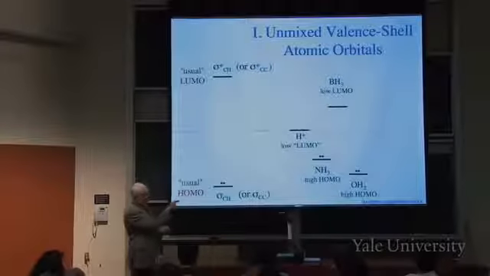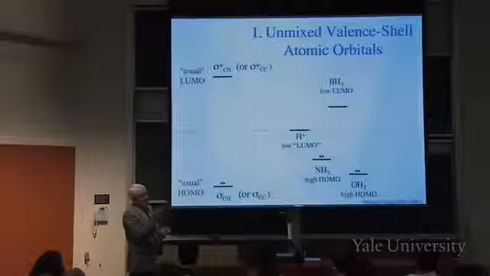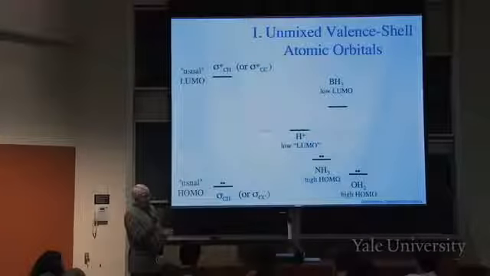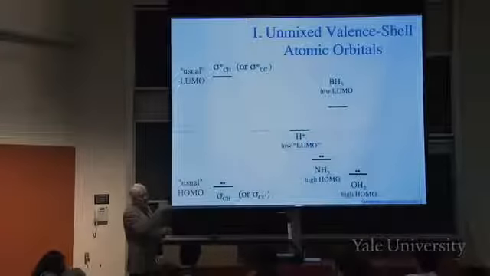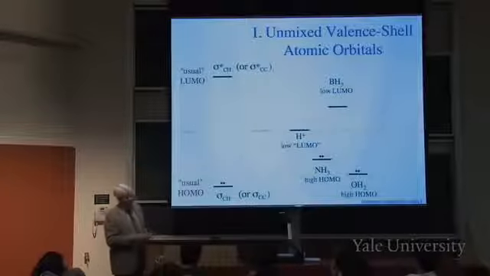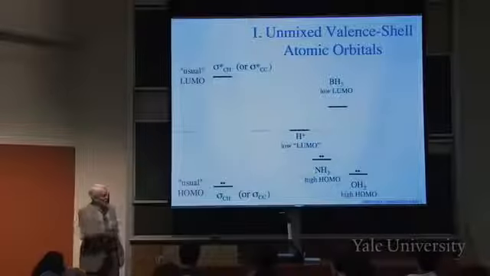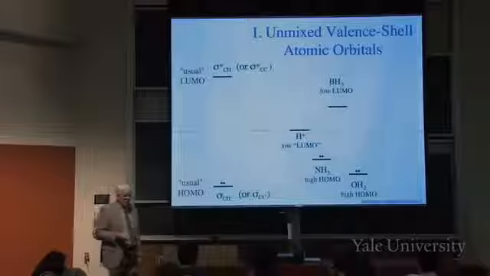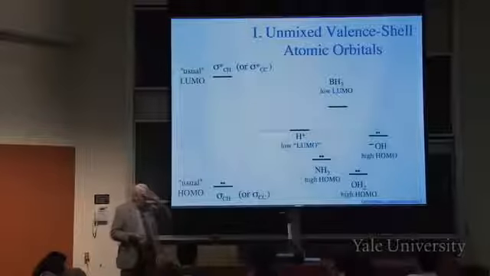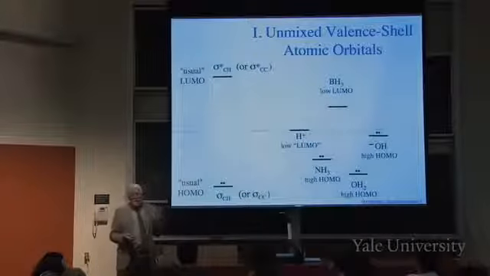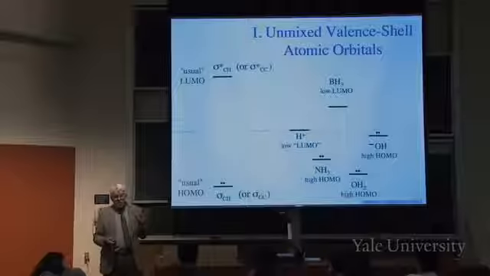So water is a base, but it's not as good a base as ammonia because its electrons aren't as high, because it has a bigger nuclear charge and the same N. It's in the first complete row of the periodic table. Okay? OH minus is even higher. It's a stronger base than water.